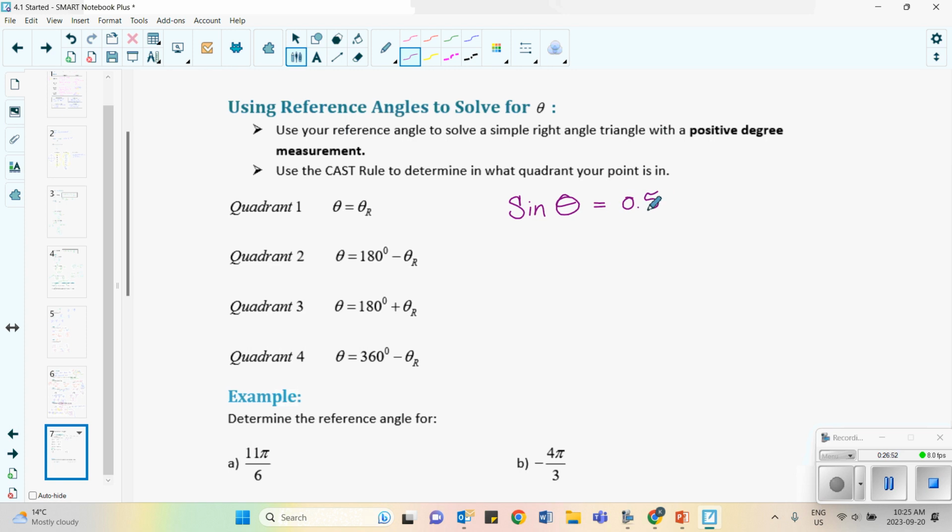Do you guys remember that from your Canadian calculator? So if you use your calculator right now and do second function sine of 0.5, you're going to get an answer of 30 if you're in degrees. If you're in radians, it's in different colors.